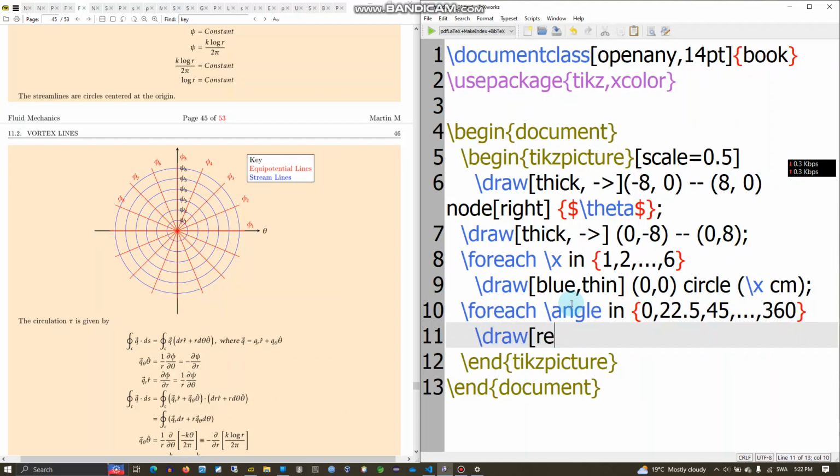Draw red color, angle, then 6.5, the width, the length of the line, that is from the origin.